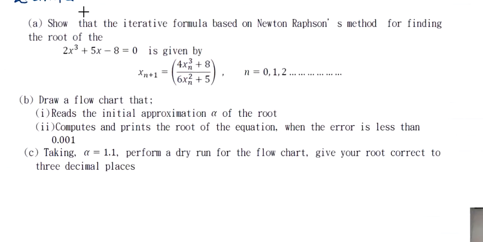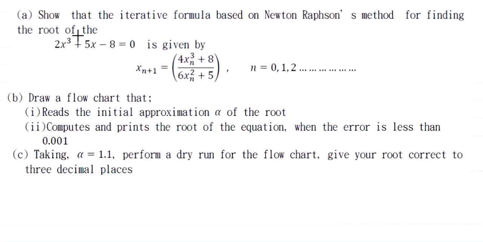So I have an example. Our example is right here, part A. Show that the formula based on Newton-Raphson's method for finding the root is this. This can be derived quite easily. We are going to do it, but I'm going to link the cards about the Newton-Raphson's method. So when the card comes, feel free to click on it and you learn more about Newton-Raphson's method. For the moment, let's get started showing.